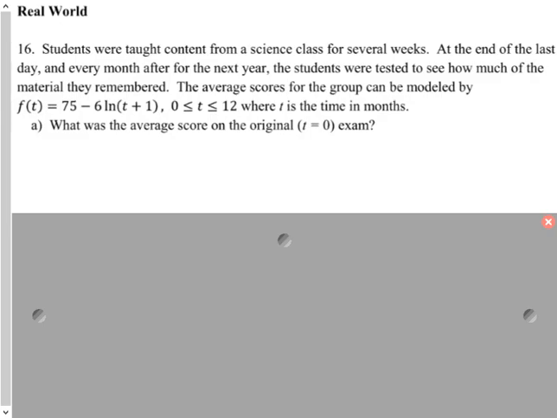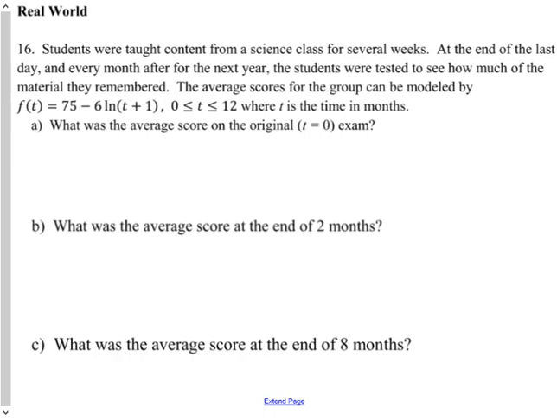The last question is, students were taught content from a science class for several weeks. At the end of the last day, and every month after for the next year, the students were tested to see how much material they remembered or retained. The average scores for the group can be modeled by f of t equals 75 minus 6 ln of t plus 1, where t is the time in months after the material was taught. So what was the average score on the original exam?